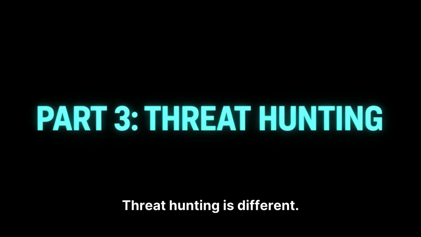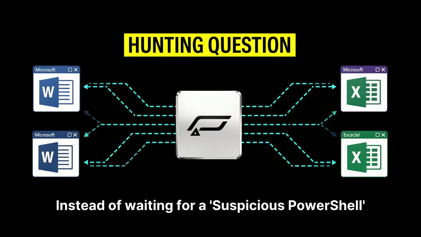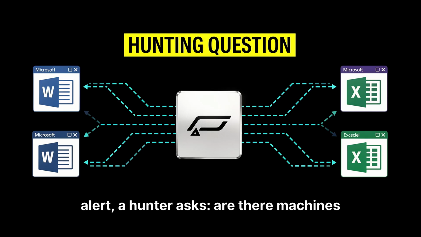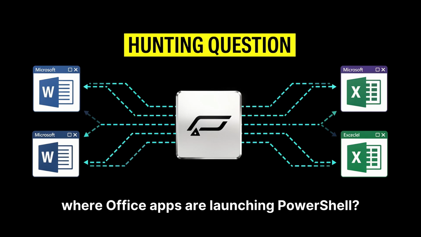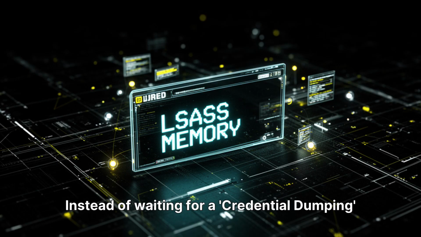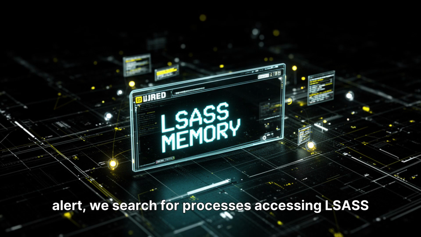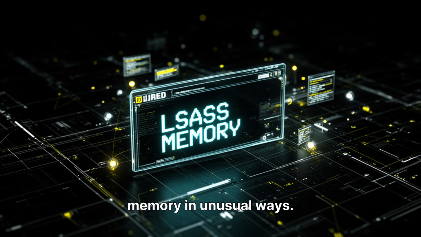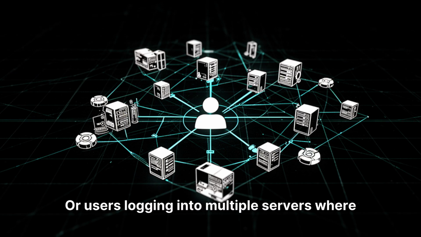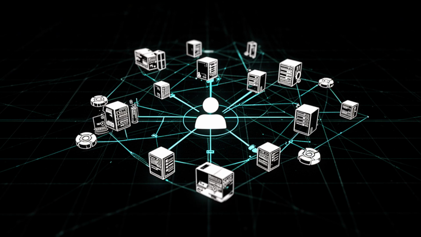Threat hunting is different. In threat hunting, we do not wait for an alert. We ask a question and create a hypothesis. Instead of waiting for a suspicious PowerShell alert, a hunter asks, are there machines where Office apps are launching PowerShell? Instead of waiting for a credential dumping alert, we search for processes accessing LSASS memory in unusual ways, or users logging into multiple servers where they normally do not log in.